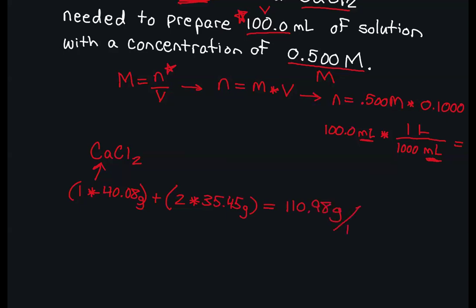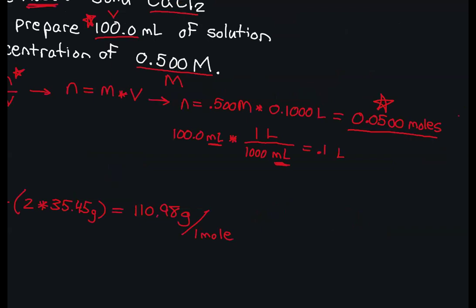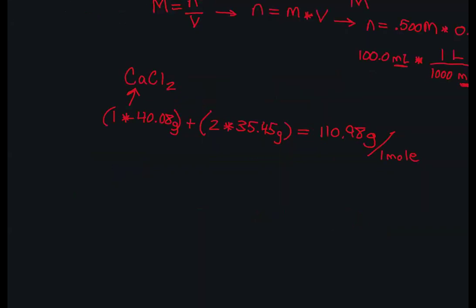So going back, we have this number right here. We need to know what the mass of 0.05 moles is. We know that 1 mole is 110.98 grams. We have much less than 1 mole. We have 0.05, so we're going to end up with much less than 110.98 grams. So I'm going to rewrite the number that we calculated earlier.